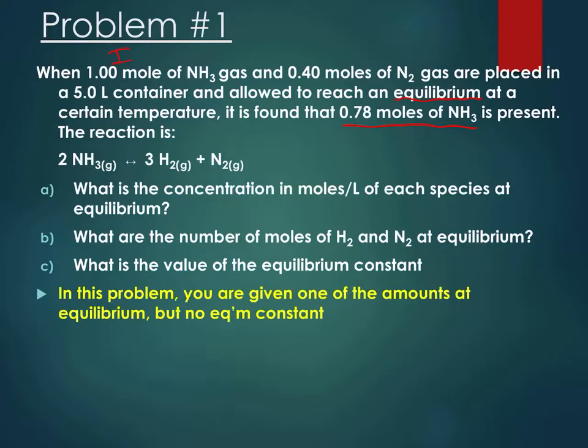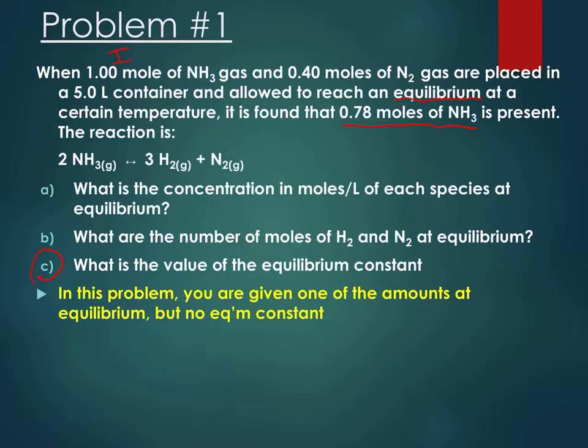So problem number 1 is unique because you're given one of the amounts at equilibrium, and that's all you need is 1. Because it's based on moles, we can use stoich to figure out what the other ones are. But in this case, we are not given the equilibrium constant. And how did I know that we weren't given it? Well, look, in part C, it says to calculate it.